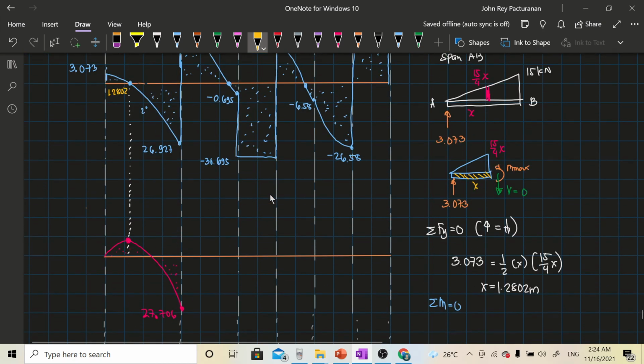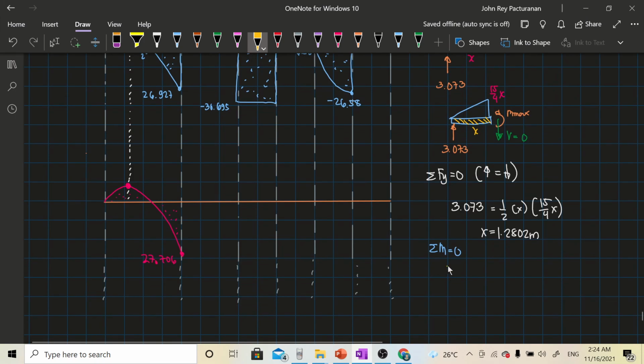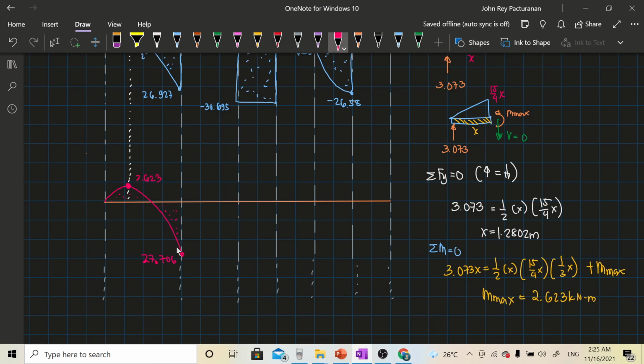Okay? So for summation, moment equals 0. Ang mangyayari, 3.073x is equal to 1 half ng x, tapos 15 over 4 ng x, then 1/3 ng x, plus M max, no? I will let you substitute the value of x na equal sa 1.2802, kaya ang maximum moment dito is 2.623 kilo Newton meter. Okay? So, this is 2.623. So, ganun yung technique ko dito.